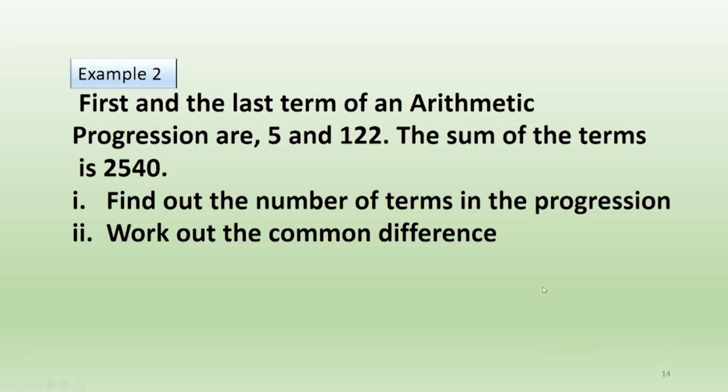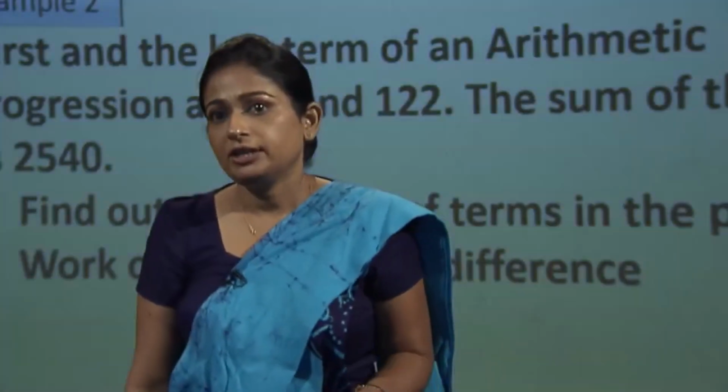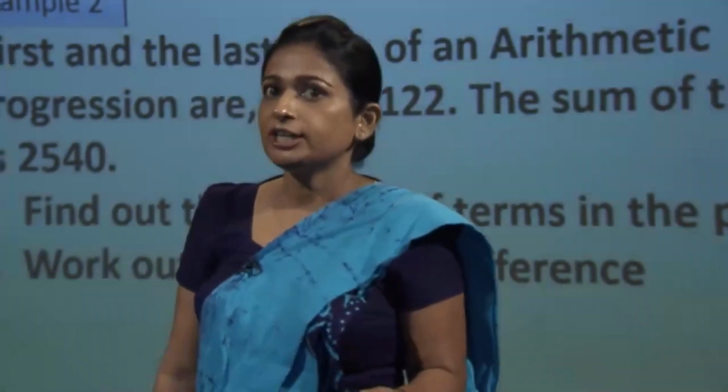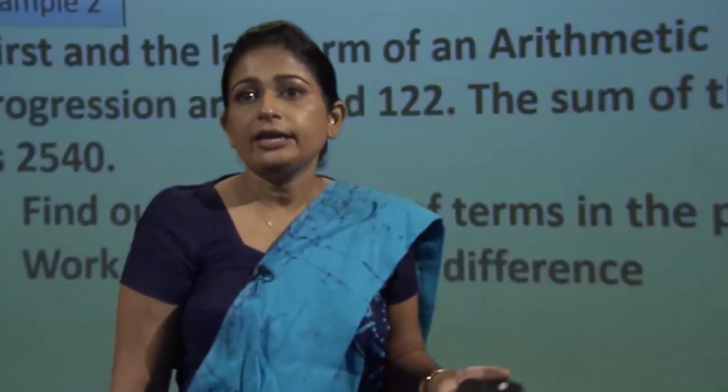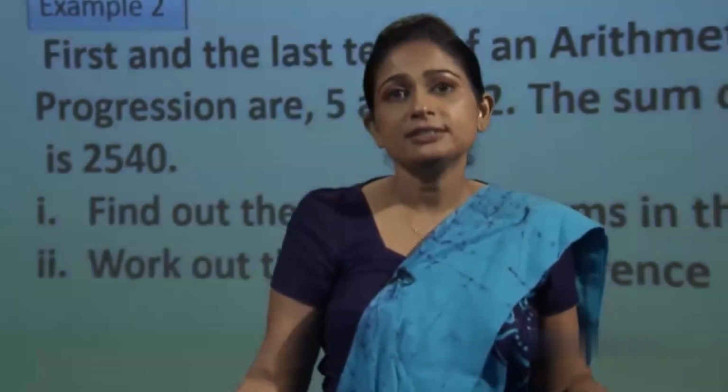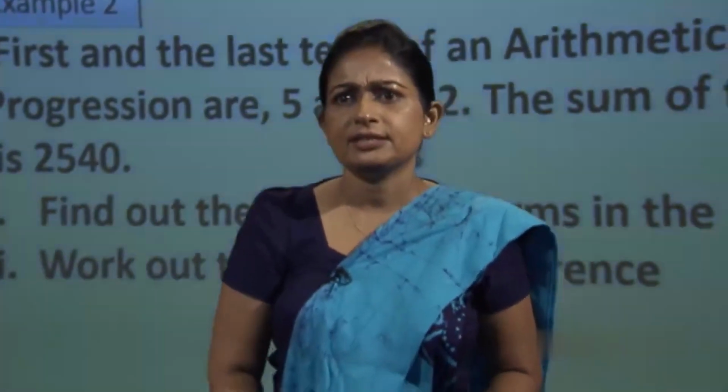We know the sum of certain terms, and it is 2540. Then we have to find out the number of terms. So here, what are the things we know? Here we know the first term, the last term, and the sum of certain terms. So how do we represent this?